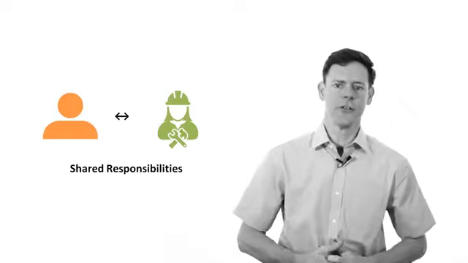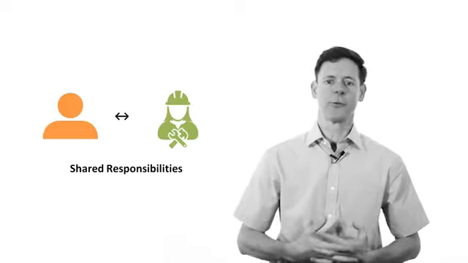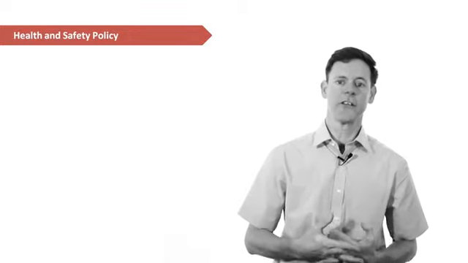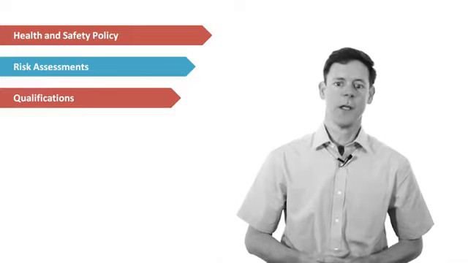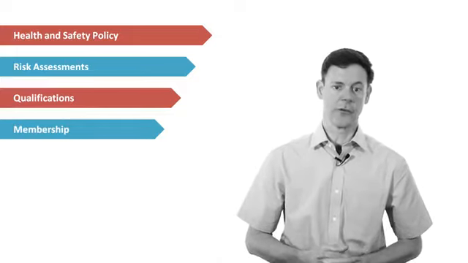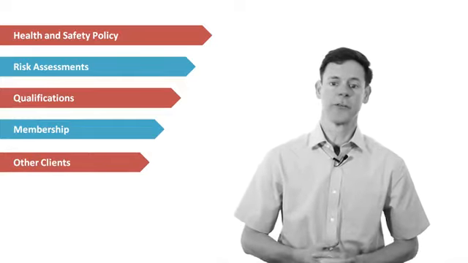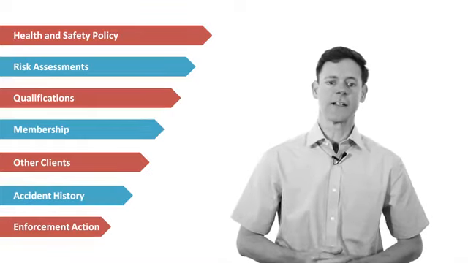When a client takes on the services of a contractor, they both have shared responsibilities for ensuring good standards of health and safety arising from the work activity. The client must therefore select the contractor on the basis of their health and safety competence. They can do this by looking for evidence of competence by asking to see a copy of the health and safety policy of the contractor, asking to see examples of risk assessments, looking for the qualifications and training records of members of staff, looking for membership of professional organisations that the contractor may be a member of, looking for the names of past or current clients, and looking at things like accident history and enforcement action history against the contractor.